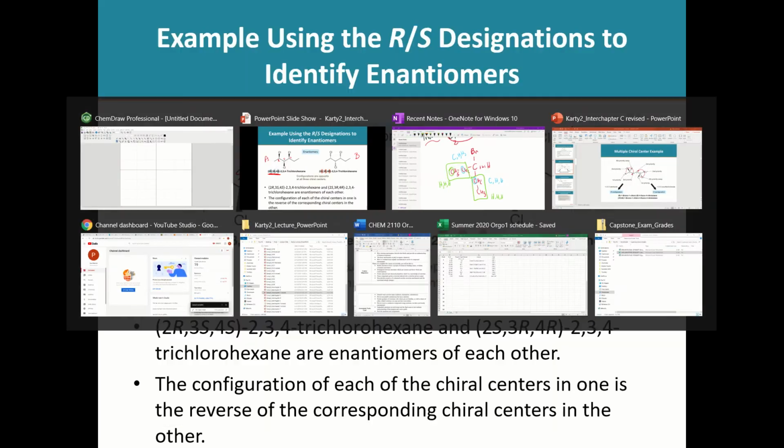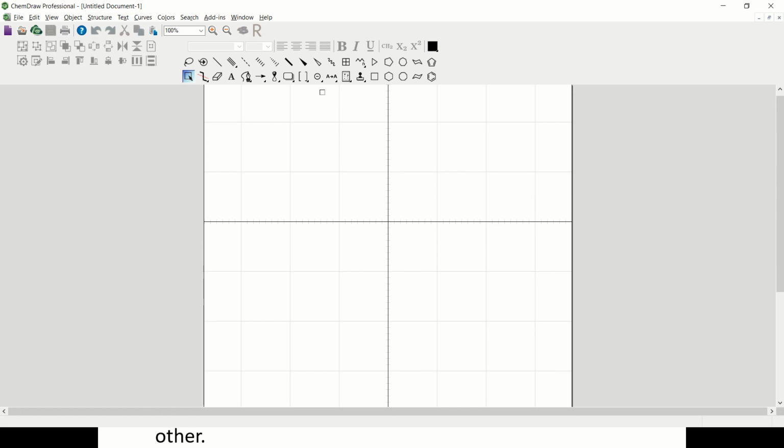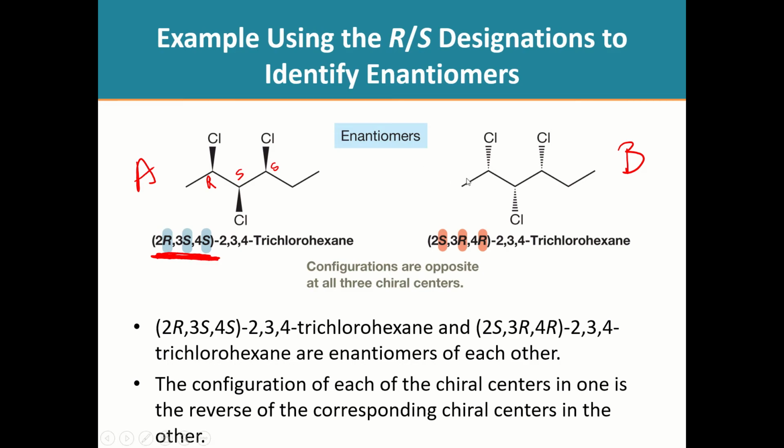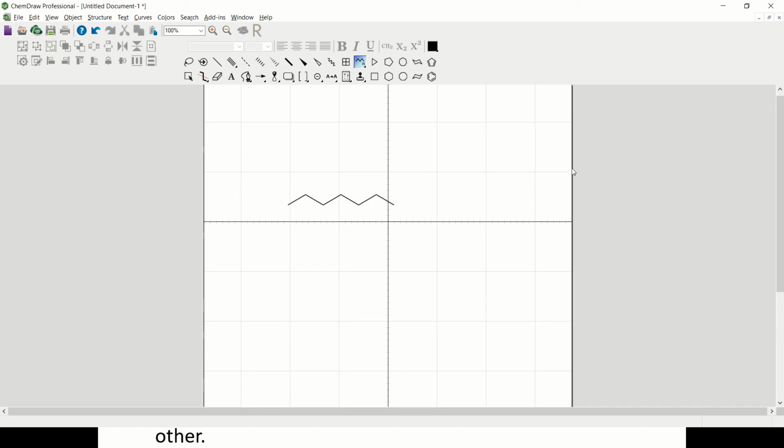And let me double check. Okay, so let's draw that molecule. How many carbons are in there? 1, 2, 3, 4, 5, 6. So I got one too many carbons.